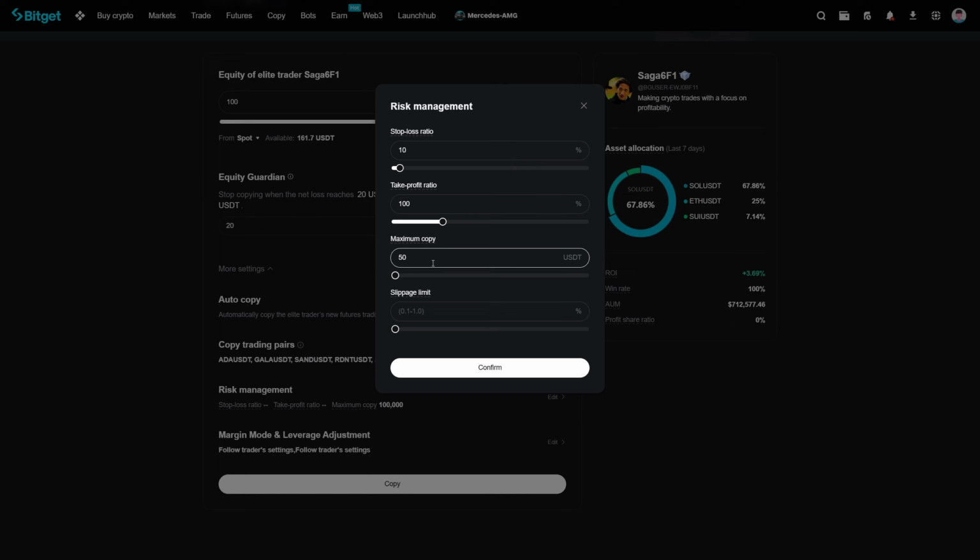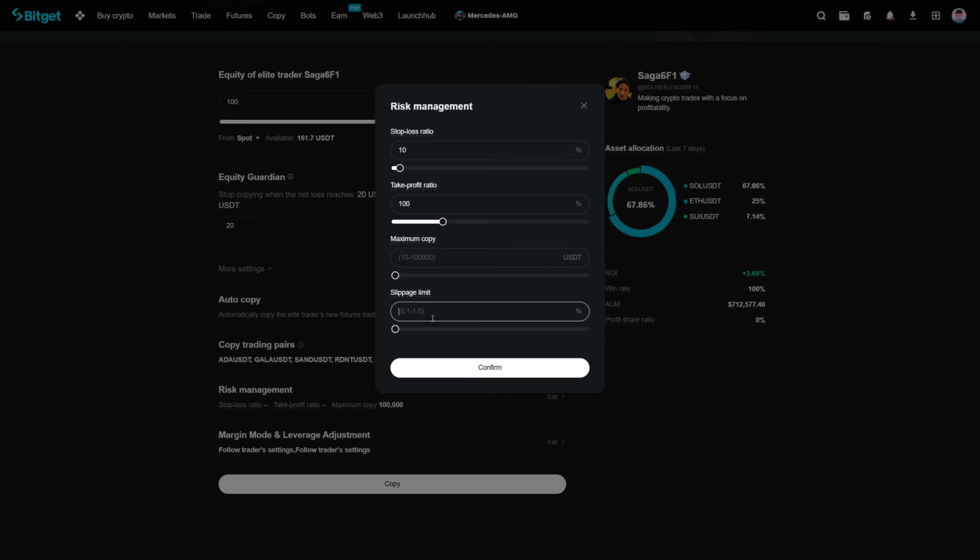This does not mean that every trade will be worth $50, but if you use the same proportions of the lead trader and he goes in with 60% of his portfolio, you would still only go in with 50% of your portfolio because $50 of $100 is 50%. So that is the maximum amount. If you leave this blank and the lead trader goes in with 60% of his portfolio, in this case, you would also use 60 USDT because 60 USDT is 60% of 100 USDT.